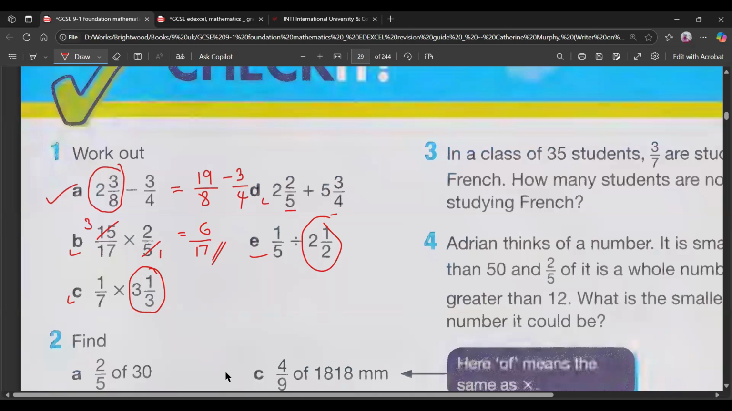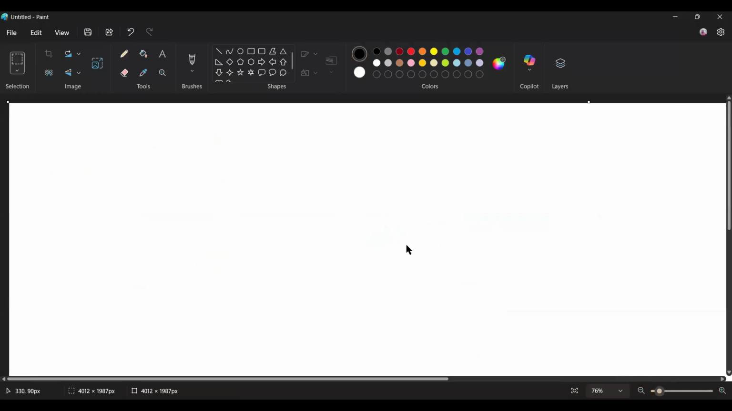Okay, sir. I will quickly do them. Here I'll take straight. First one is easy for you. Here, first one, it is mentioned 2 3 over 8. That means 19 over 8 minus 3 over 4.